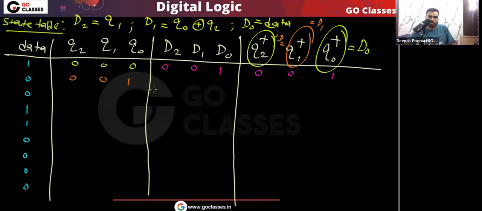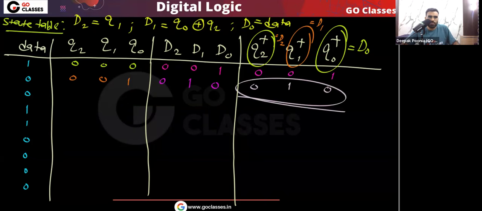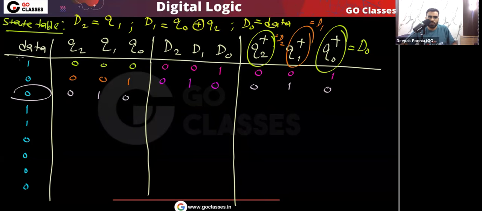So tell me what will be the next state now. D2 is Q1. D1 is Q2 XOR Q0, so that will be 1. And D0 is data, so that is 0. Now this 0, 1, 0 you can just copy paste here, because in the D flip flop the next state is same as the D input. Now in the next clock cycle the data input is 0, and this 0, 1, 0 will become your present state. So now you tell me, D2, that is Q1.